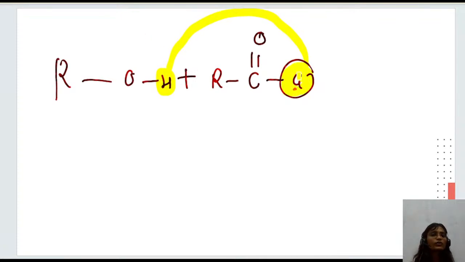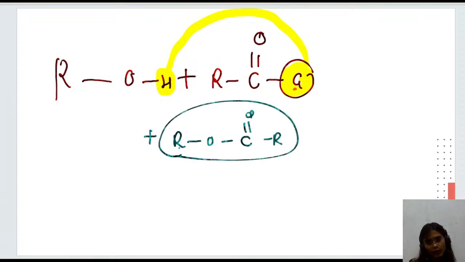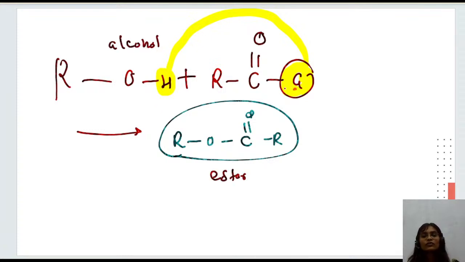So this G and the H are going to participate, and there is a formation of ROCOR. So this is the product we are getting. This is normal esterification. With the help of alcohol, you have to start with alcohol, and at the end we end up with the ester. Now the question: what is this G?